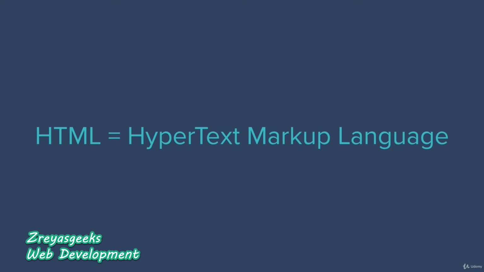So HTML stands for Hypertext Markup Language. And the really important part here is the word markup, because there are many markup languages. For example, you might have heard of things such as XML, Extensible Markup Language, or GML, Generalized Markup Language. And all of these languages share a common history.